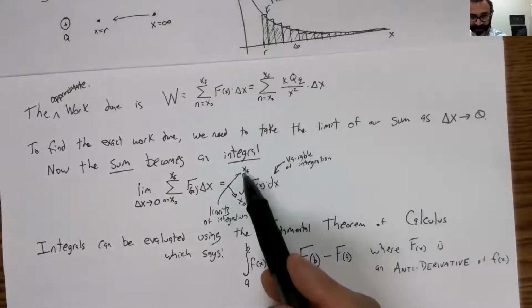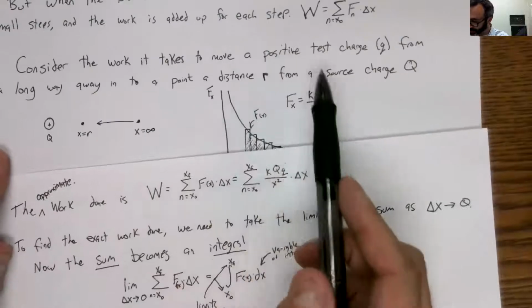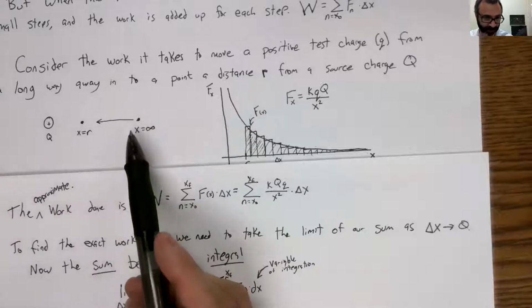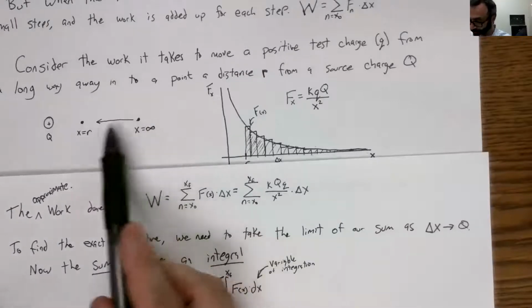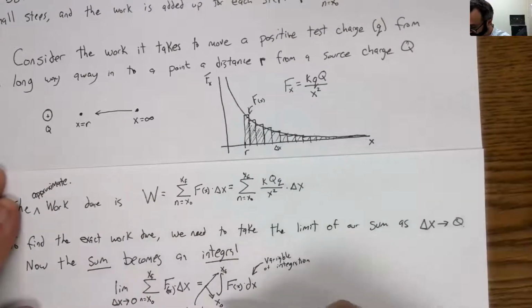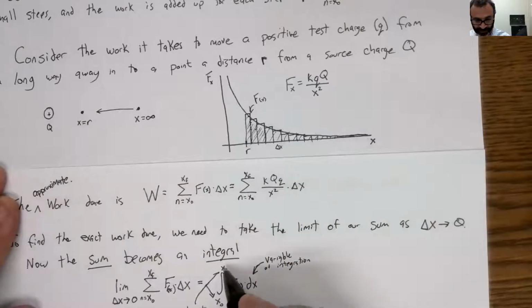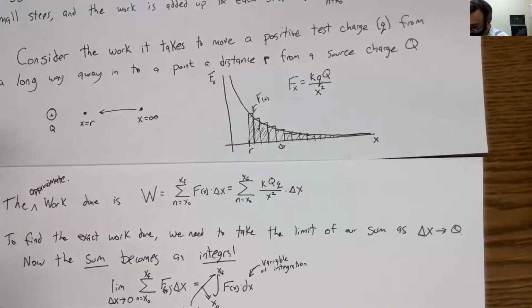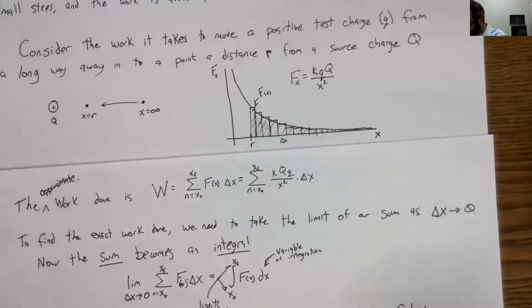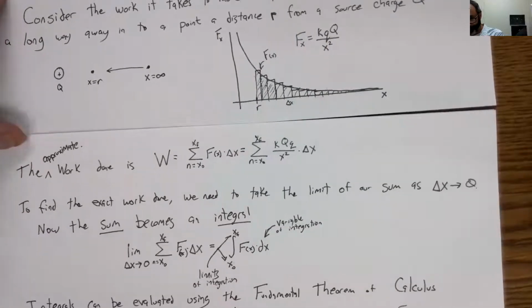The way we've looked at it, when I phrase this problem, we're looking at the work it takes to move a test charge from a long way away, or infinity, into a point at distance r. In this case, our limits are going to start at x equals infinity, so our x naught would be infinity, and come into x equals r. So our second limit is going to be r. The bottom is where you start, and the top is where you end up. It's probably a little confusing to start out at infinity and come into r, but you can go in either way.